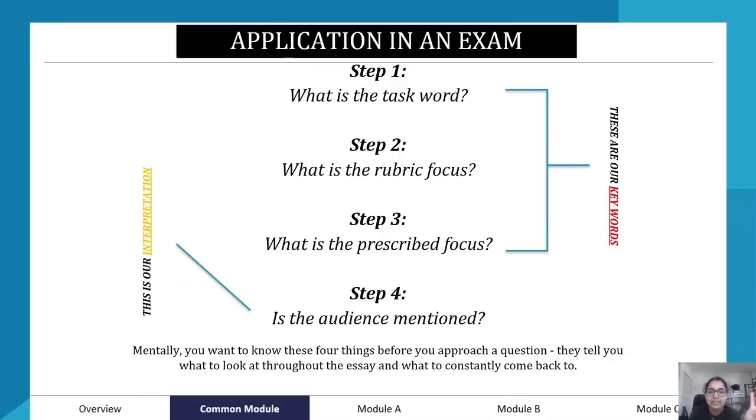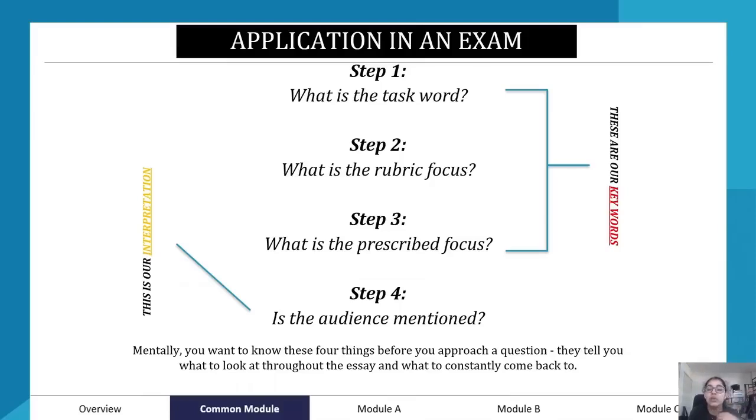What is the task word? A second step is, what is the rubric focus? So if you don't know the rubric really well, you won't know what the focus of the rubric is, where they are coming from, what they want you to focus on. Remember, markers want to see that you've engaged with what they wanted you to engage with, and what they wanted you to engage with is the rubric. So they want to see if you have studied the text in the way they wanted you to study the text. So step 2 is, what is the rubric focus?